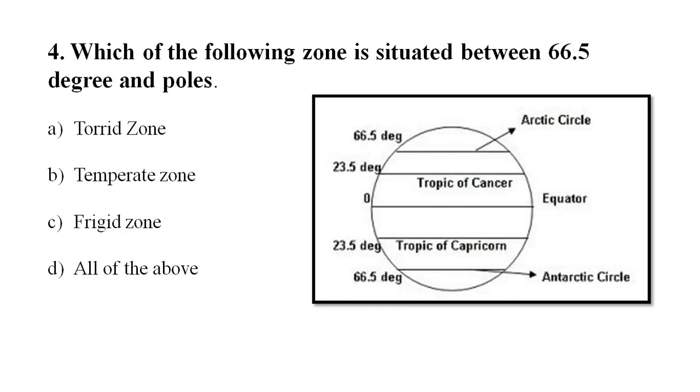Students, your fourth question is, which of the following zones is situated between 66.5 degree and the poles? Your options are A. torrid zone, B. temperate zone, C. frigid zone, D. all of the above. And your right answer is option C, frigid zone.